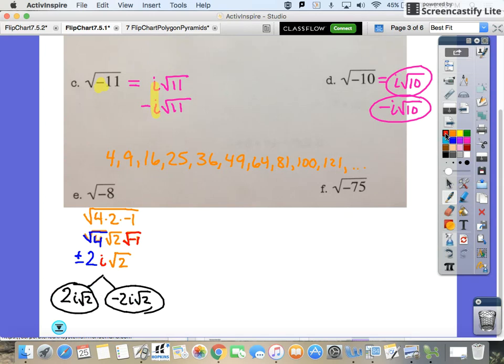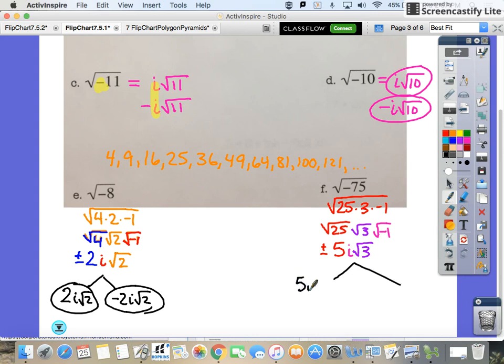We'll do a similar thing here. We want to find a number in this list that can divide 75, and that number is 25. So they each get their own radical. Square root of 25 is 5. Square root of negative 1 is i. And then the square root of 3 is just the square root of 3. But technically we had plus or minus, sorry, I forgot about that. So our two options are 5i root 3 and negative 5i root 3.